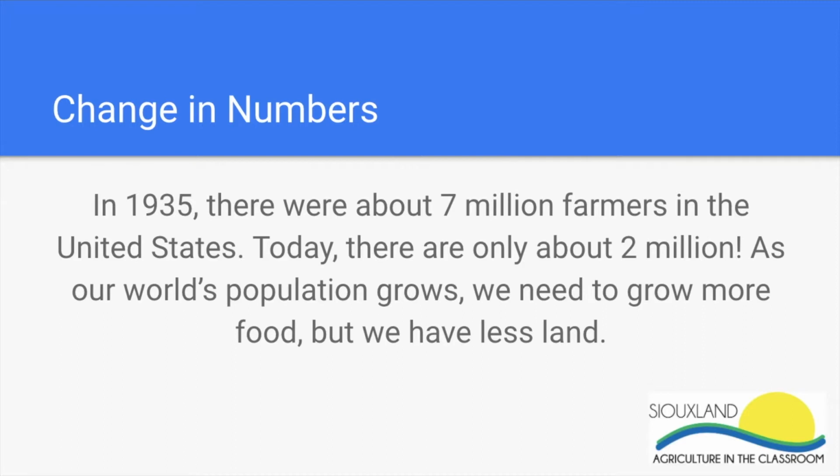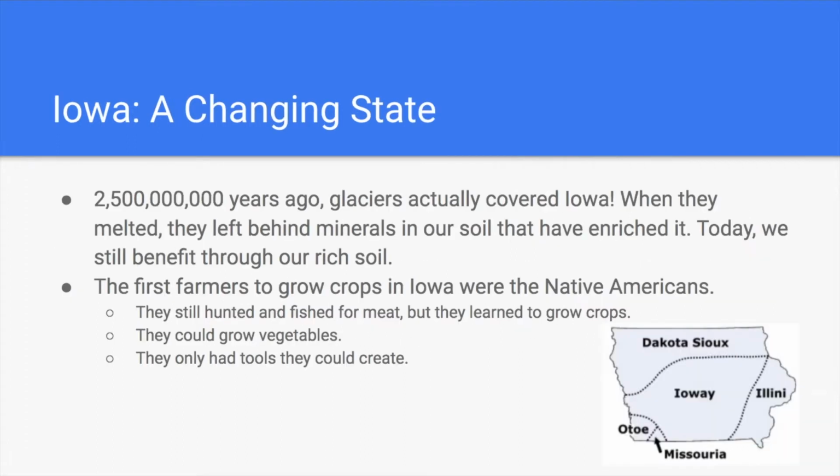Now, as our population grows, we have more people on Earth. We need to grow more food to feed them, but we have less land because more people need more space to live and to build infrastructure. So things like schools and stores and hospitals. More people means we need more things that are taking up land.